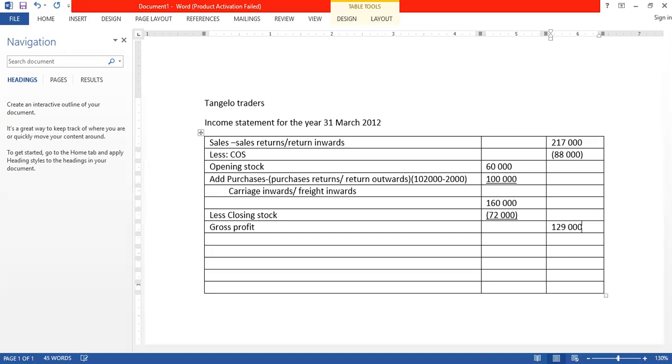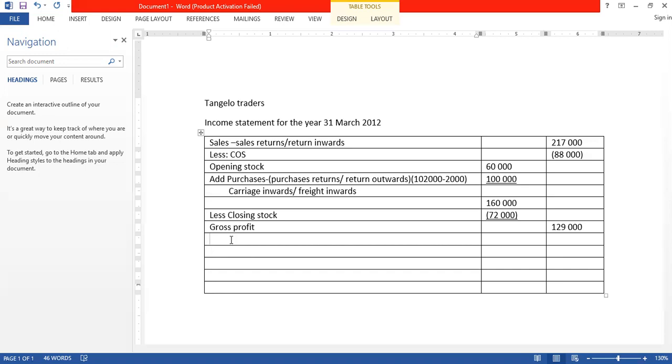$129,000. So we get 129,000, and then from gross profit, you make sure that you add other incomes. So from gross profit, you add other income. But looking at this exercise, we had no other income.